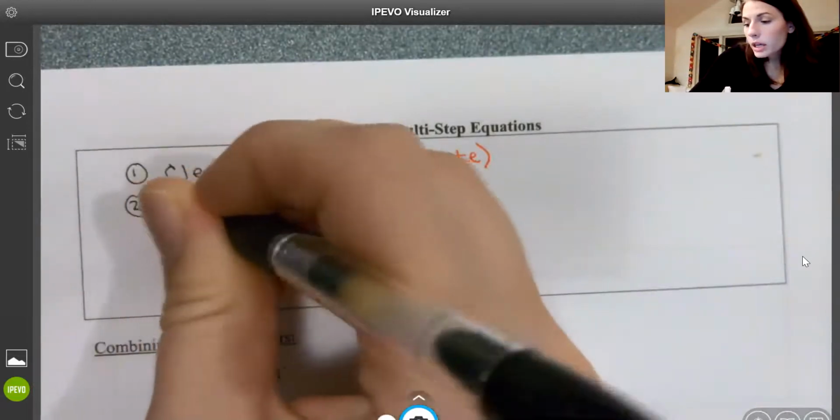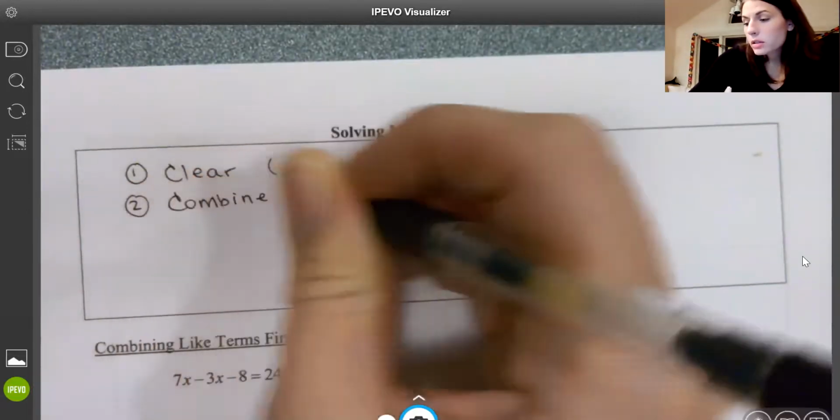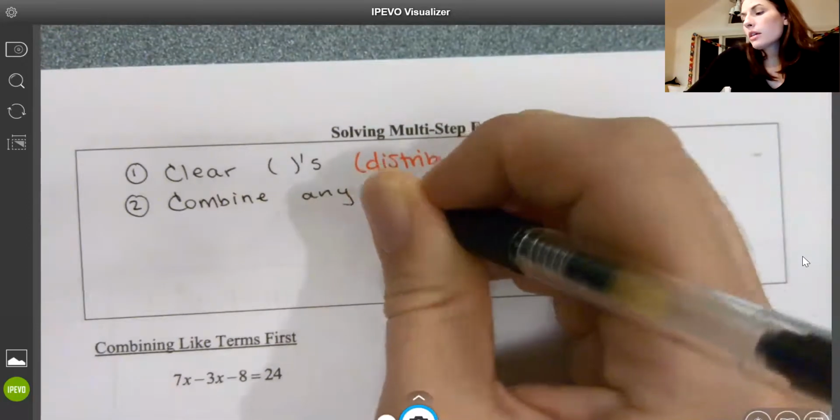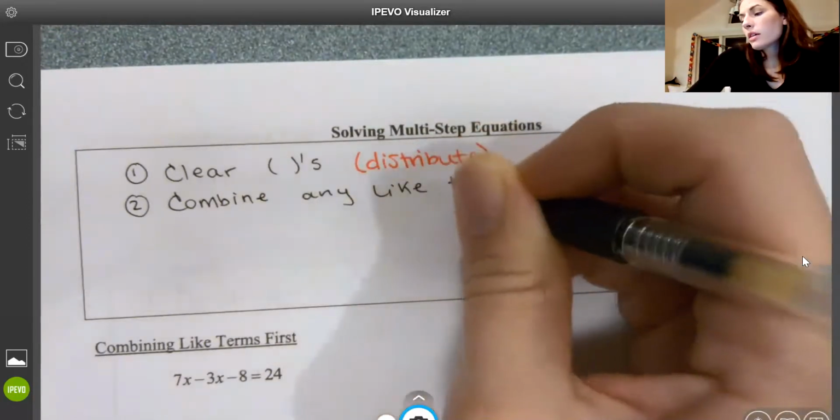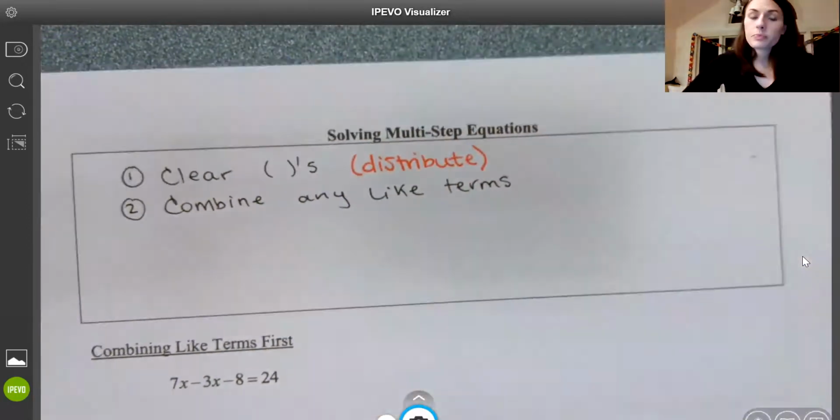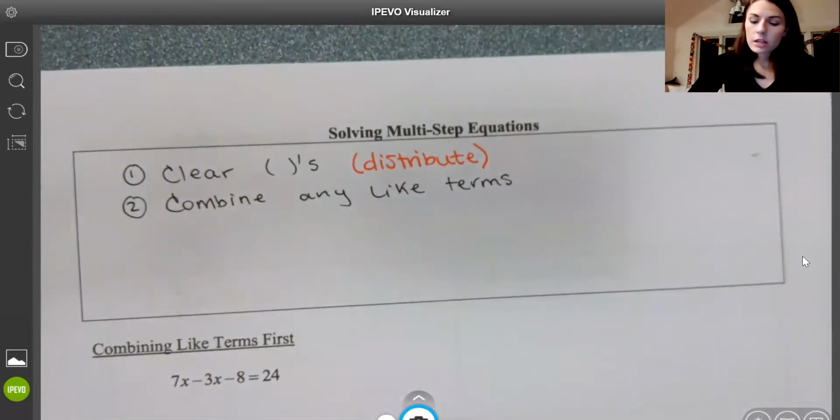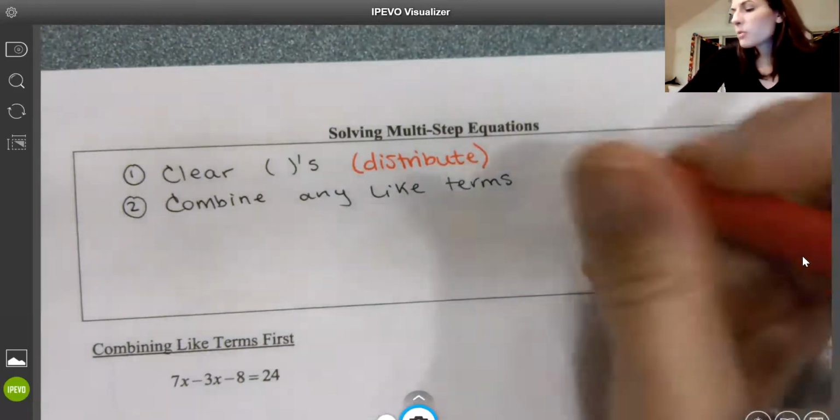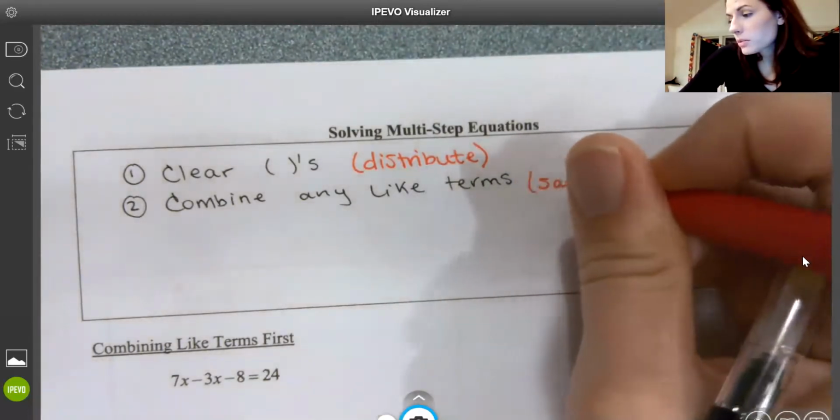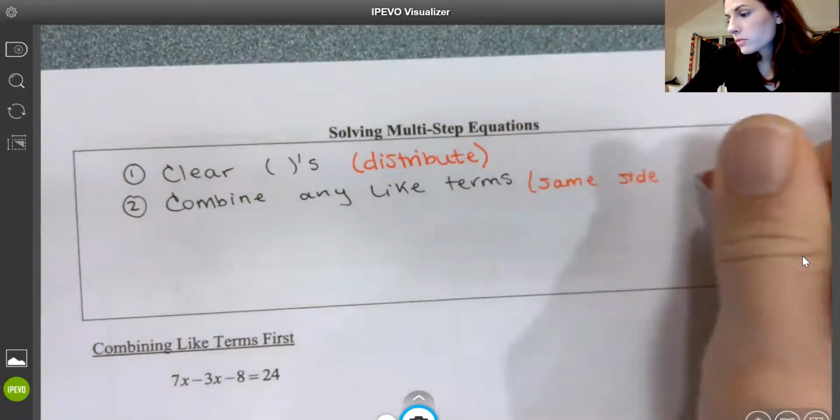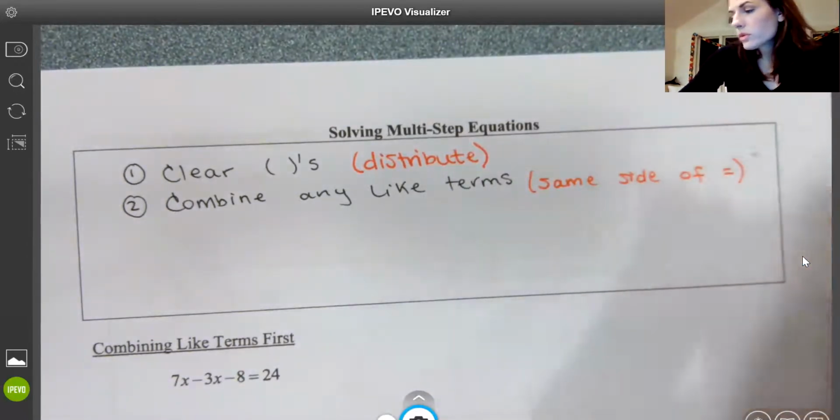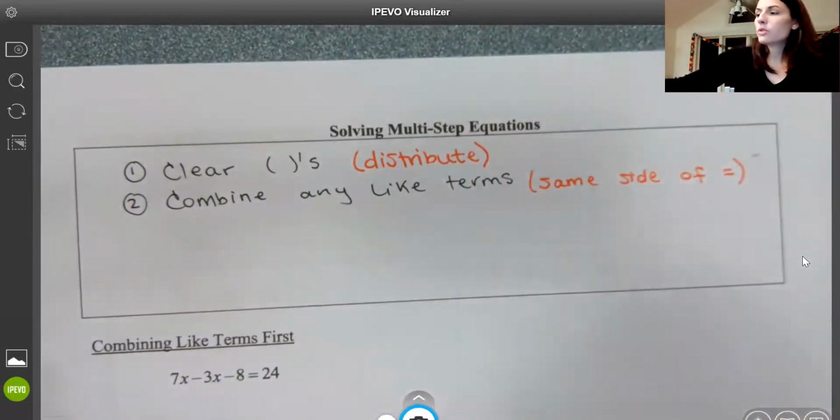Then we want to combine any like terms. And when we're considering combining like terms, I don't mean like any x's anywhere can be mushed together, or any constant terms anywhere can be mushed together. Those like terms have to be on the same side of the equal sign. And that'll make more sense after we do a few examples.